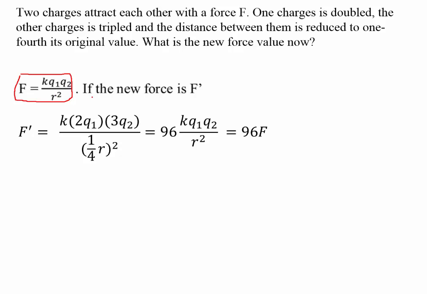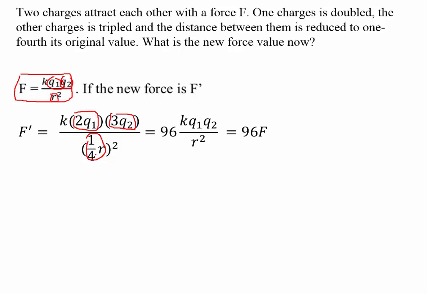Now, what happens is the first charge Q1 is doubled, it becomes 2Q1. The second charge Q2 is tripled, it becomes 3Q2. And the distance between them R is reduced to 1/4 of the original value. So R now becomes 1/4 of R. And now the new force F prime is therefore K times 2Q1 3Q2 over (1/4 R) all squared.